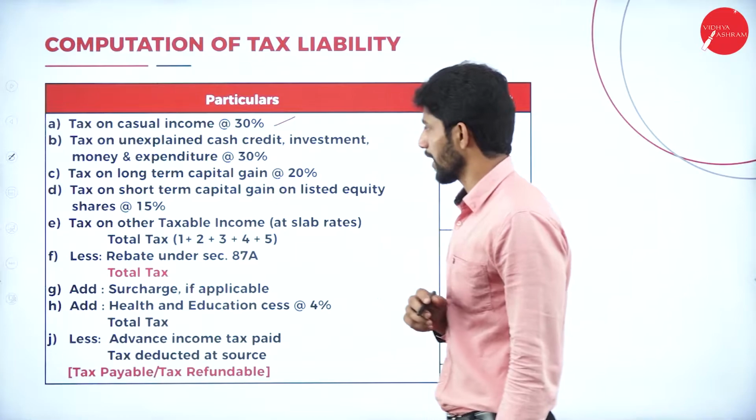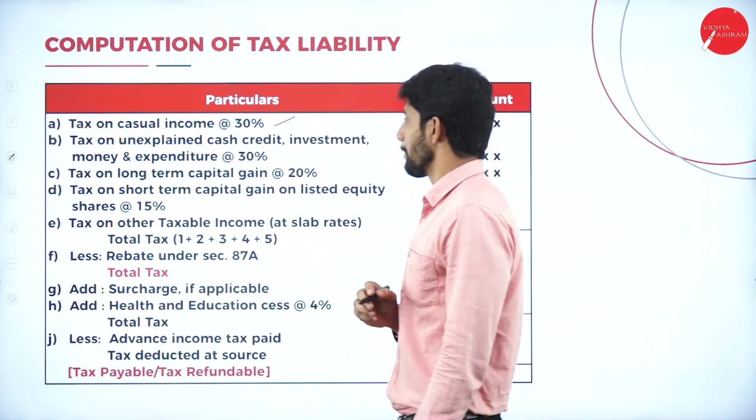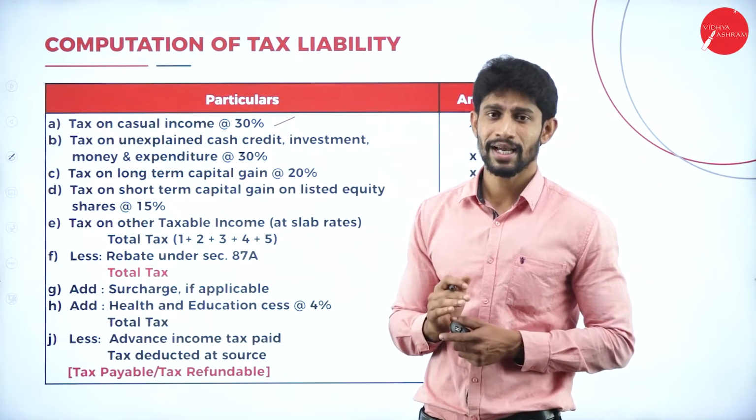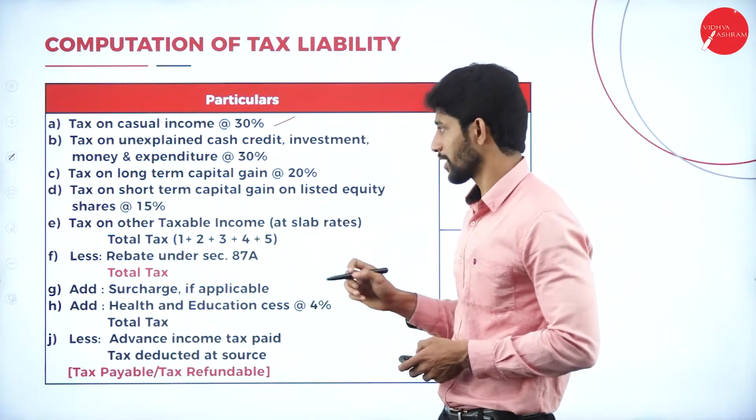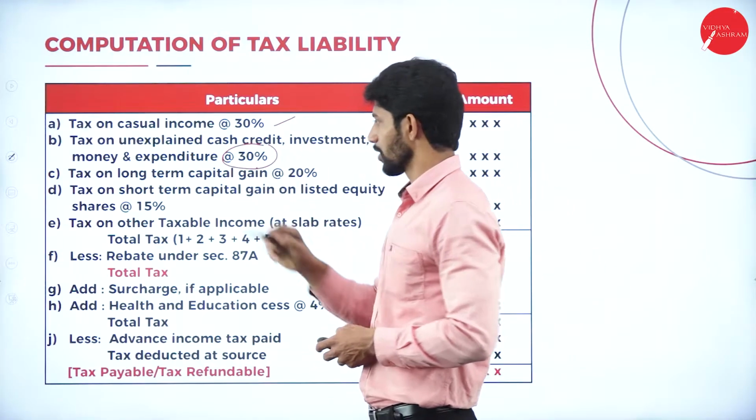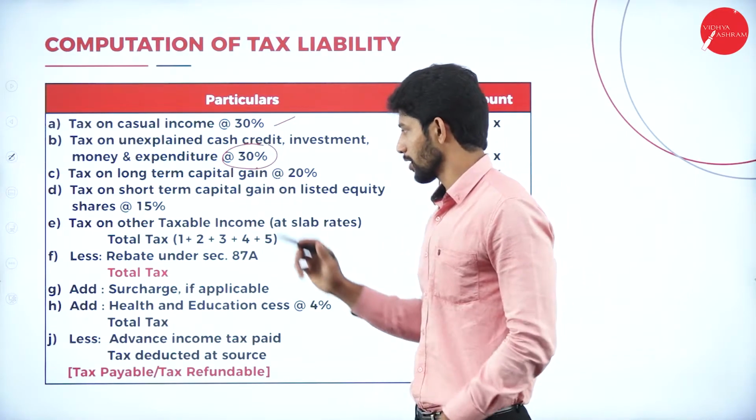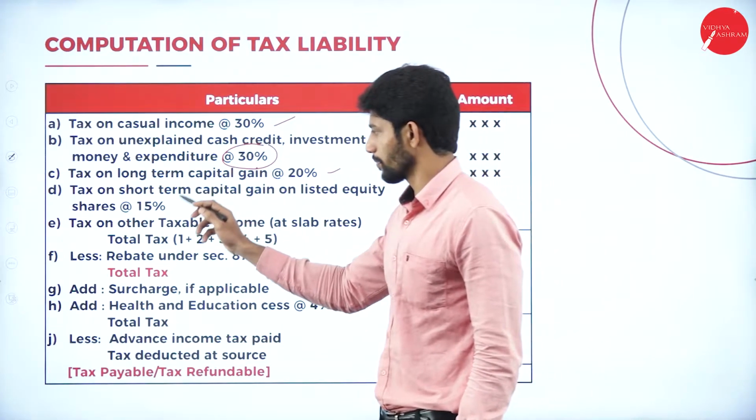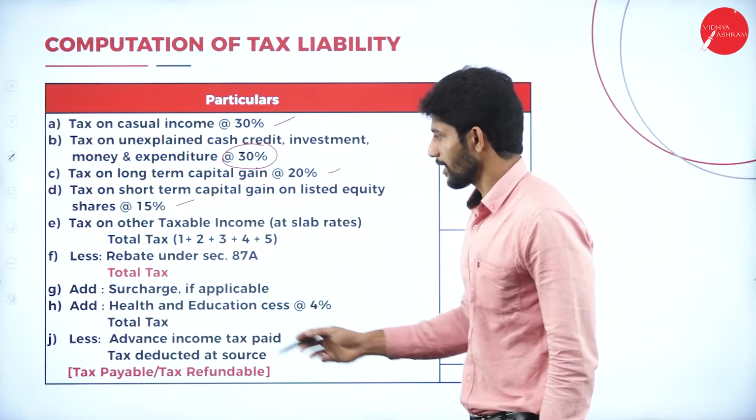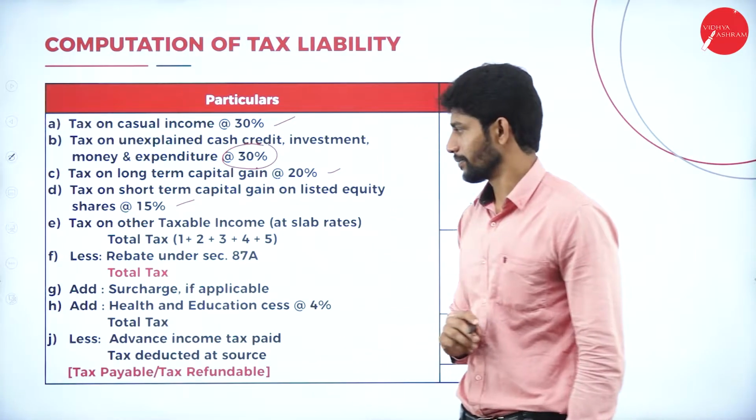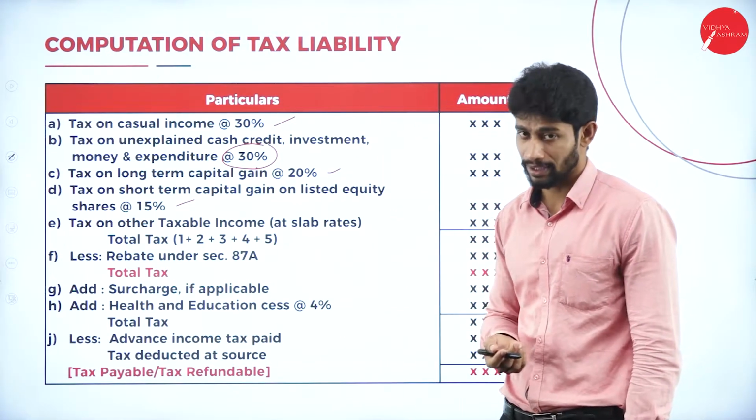Next, tax on unexplained cash credit, investments, money and expenditure. If the assessee has income which cannot be explained, on that kind of income also we will be charging 30% tax. Next, long-term capital gain 20%, short-term capital gain 15%, and tax on other taxable incomes. Yes, tax on other taxable incomes.